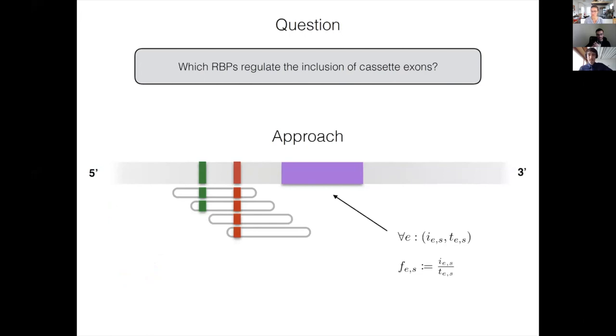Before we do that, let me tell you that the method I developed works such that in parallel I scan distinct regions, so it's also a sliding window approach. In the end, once I get results, we have a nice profile of regulation, so I have insight into position-wise information about the regulation.